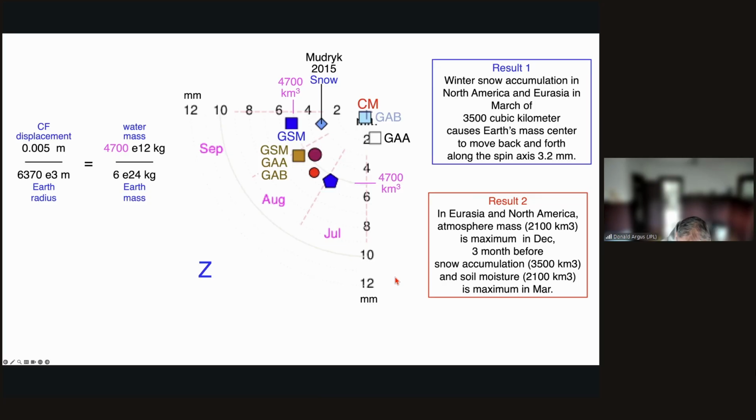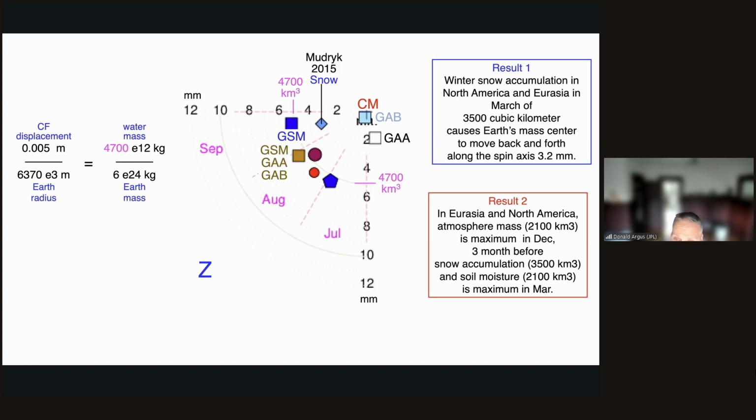Therefore, we can bring confidence to the GRACE breakdown of total water in atmosphere, oceans, and continental water. GAA is the atmosphere, GAB is the ocean, and GSM is continental water and barystatic ocean. And so we're finding winter snow accumulation in North America and Eurasia in March. It's about 3,500 cubic kilometers. That causes Earth's mass center to move back and forth along the spin axis, 3.2 millimeters.